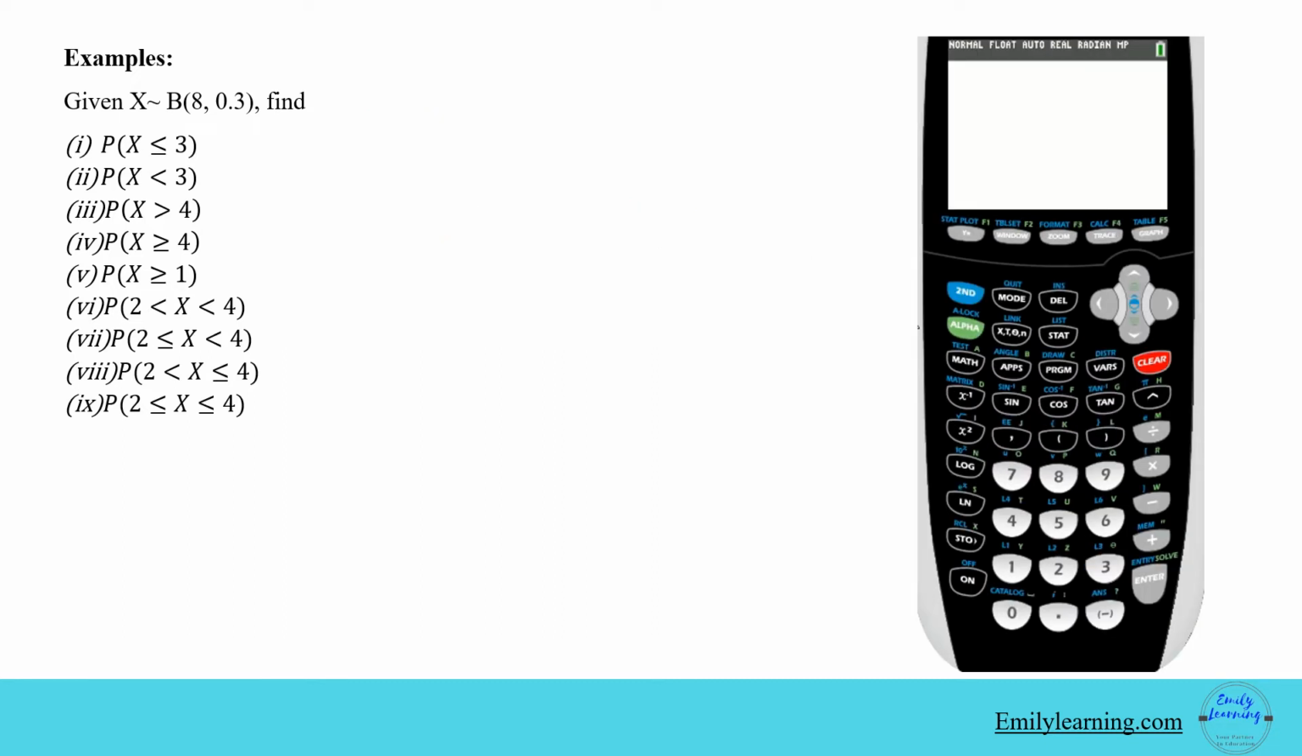Okay, so let's look at part 2. We are interested in P(X < 3), right? So this is 3, and I want P(X < 3). That means I want to start from 2, right?